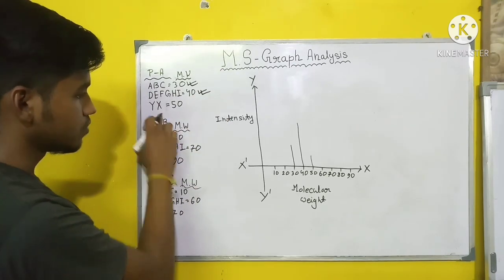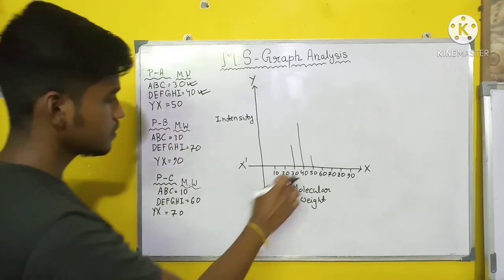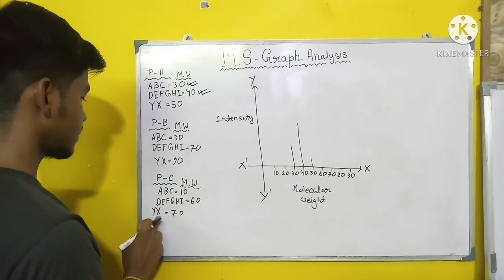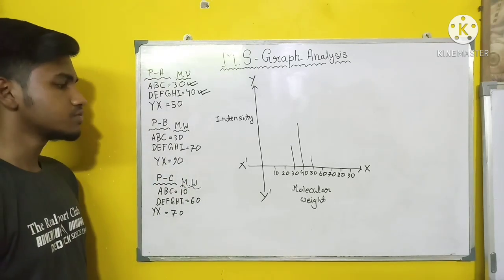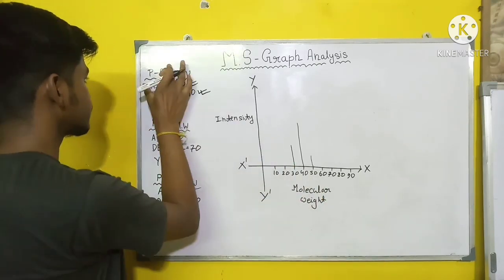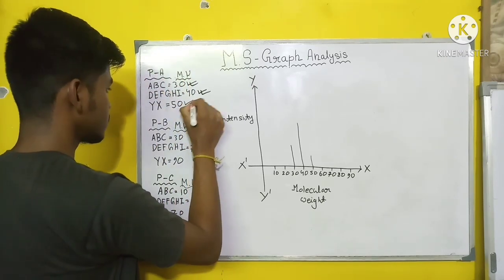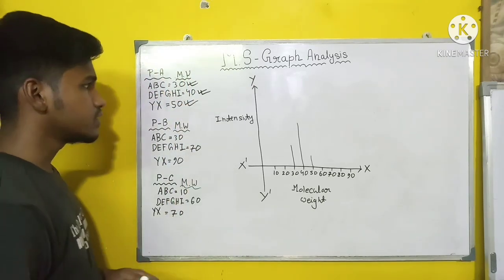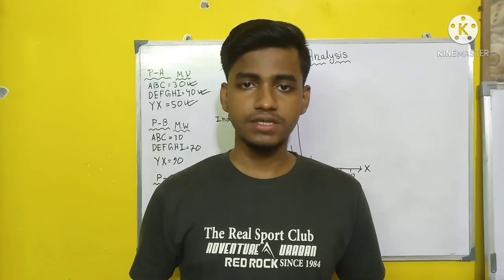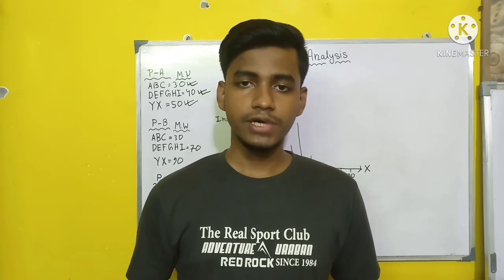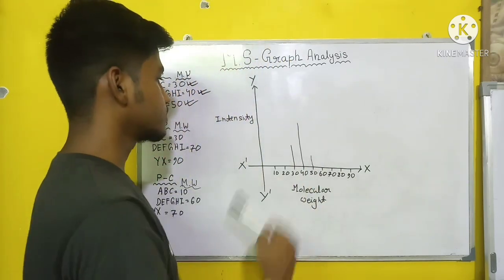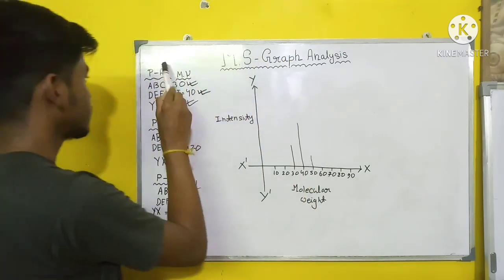Now Y and X. Look at this. Y and X is also present on 50 molecular weight. Here Y is present on 90 molecular weight, and here Y and X is present on 70 molecular weight. So here we can see that Y is present on 50 molecular weight of this protein A. So this condition also matches. So we can say that the unknown protein that we performed mass spectrometry on after tryptic digestion, from the graph we have got, is protein A.